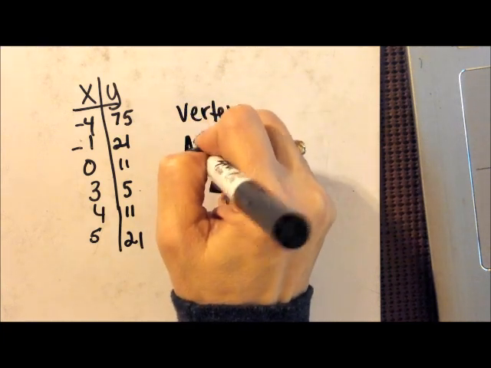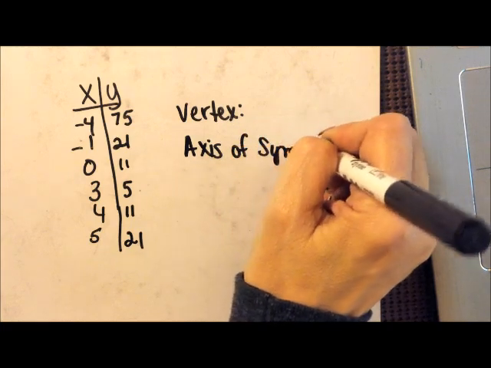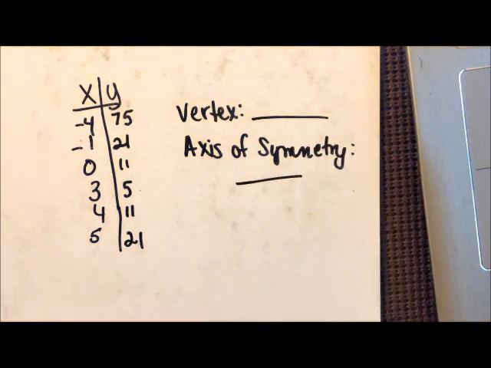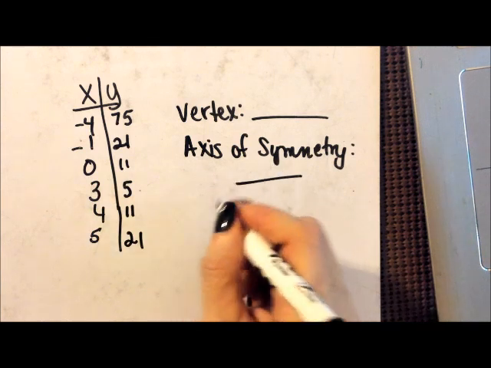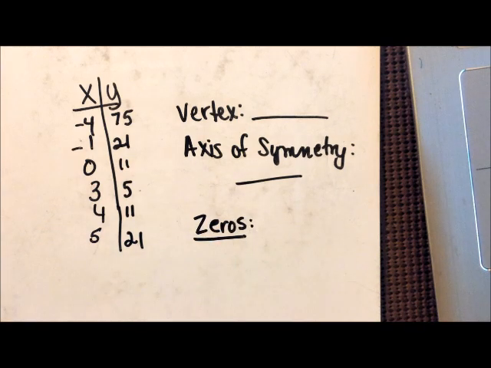What's the axis of symmetry? Vertex, axis of symmetry. Okay. And then I want to know what the zeros are, if there are any. I don't know if there's actually any on this one. I may have messed up on that one.